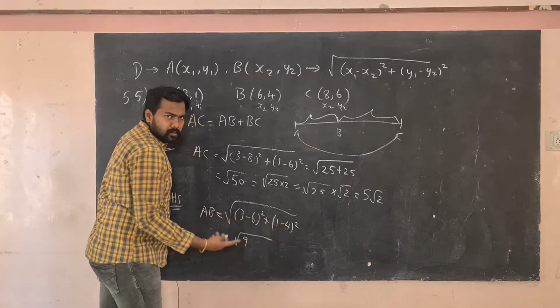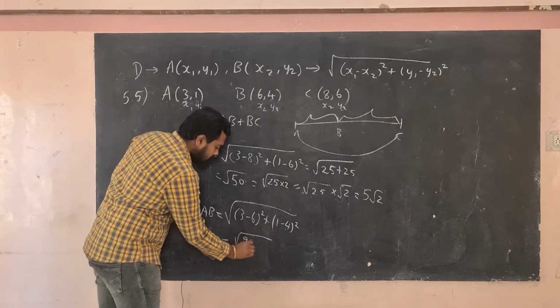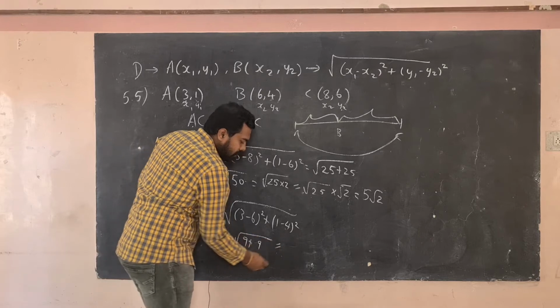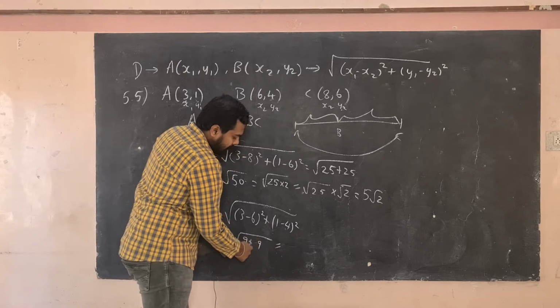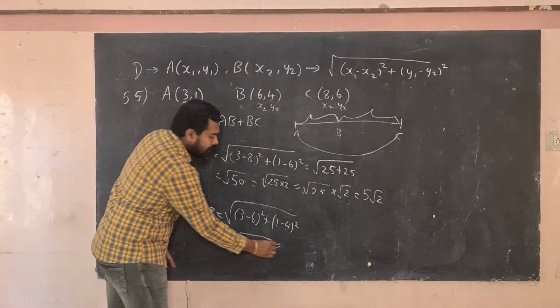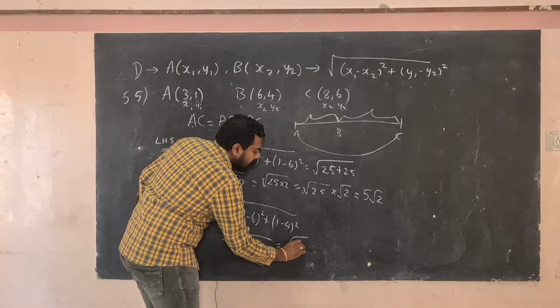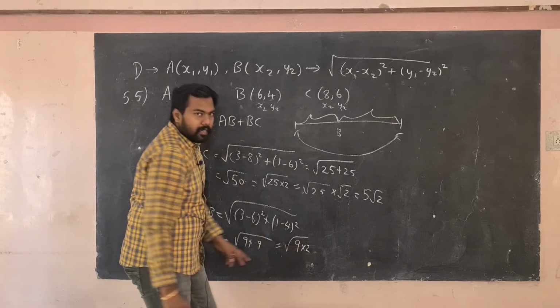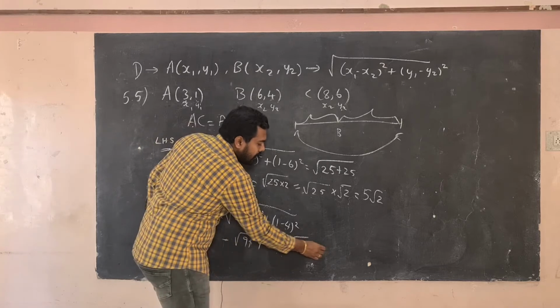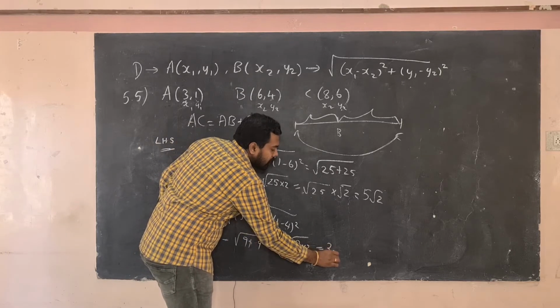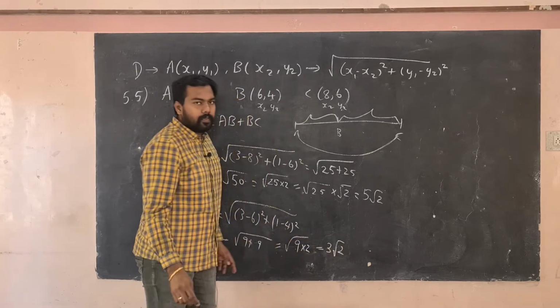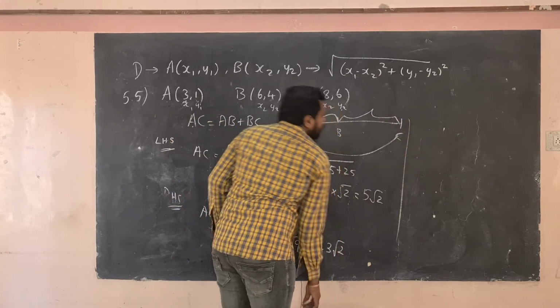1 minus 4 is also minus 3. Minus 3 the whole square is equal to plus 9. So this can also be written as 18, right? 9 plus 9 is 18. So I am writing it as 9 into 2. 9 under square root is 3. So I written as 3 root 2. Right? Now we have found AB.